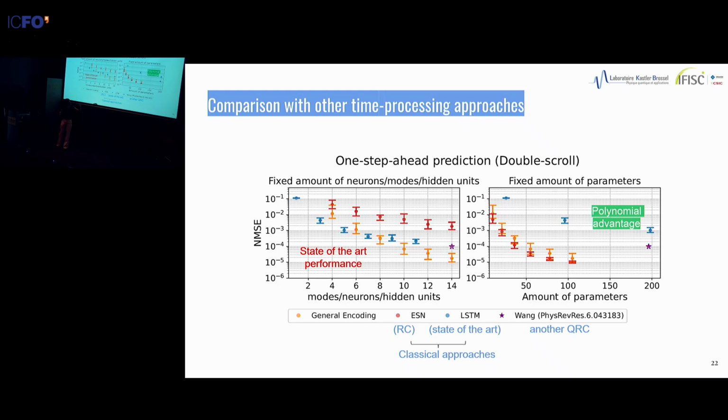And then when you fix the amount of parameters, meaning that you train with the same number of things, we perform like the ESN and much better than LSTM because the LSTM has this very huge hunger of optimization.